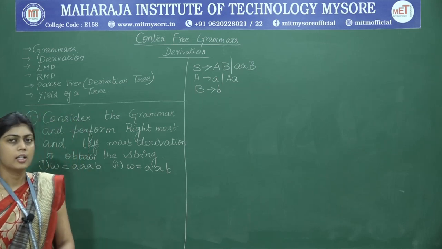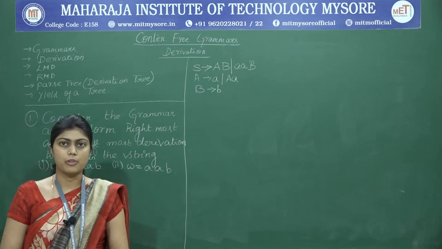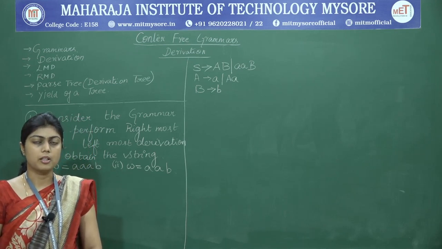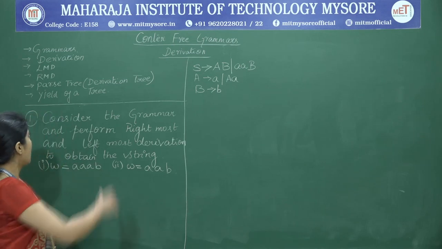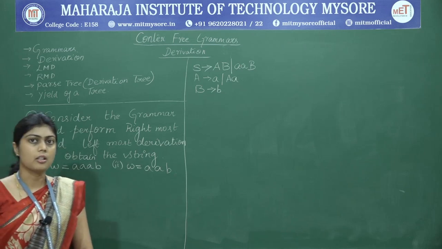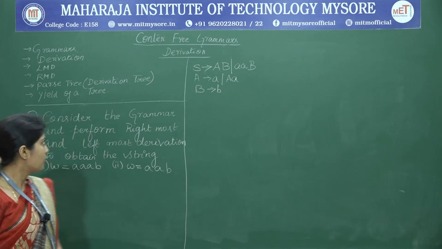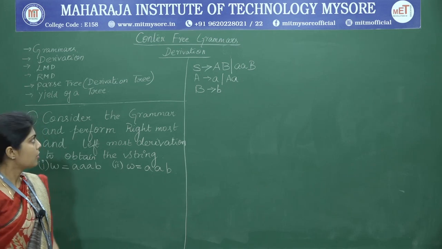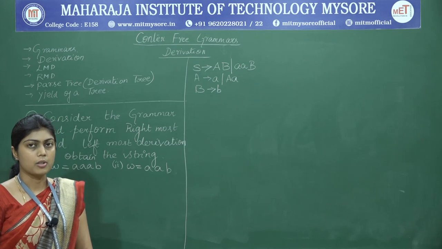One is called the leftmost derivation, where we replace only the leftmost variable every time when we derive, and the second type is the rightmost derivation. And then we have also seen how to write a parse tree for the derivation that we have done. The parse tree is also called the derivation tree, and what we get from the parse tree is called the yield of the tree. So once we know all these concepts, we will continue with the problems.